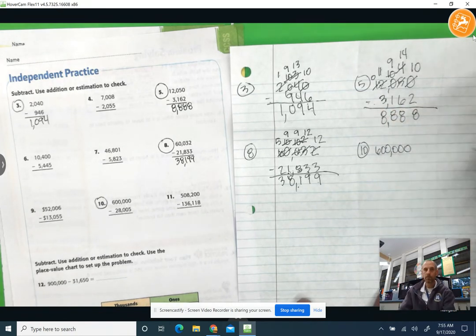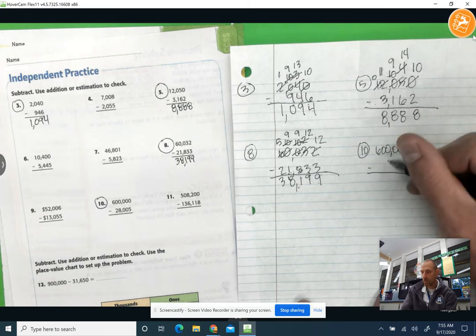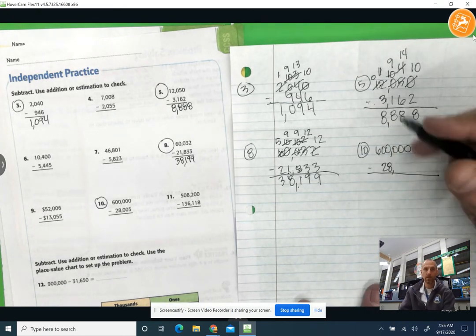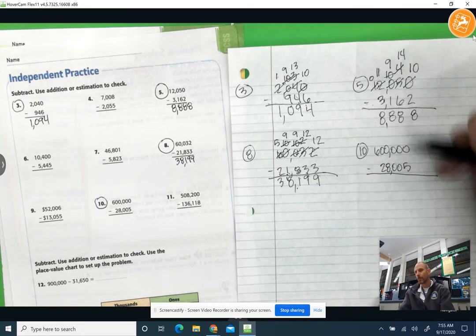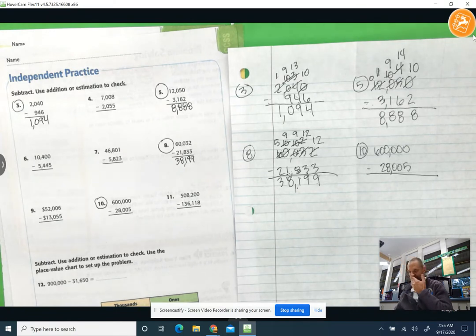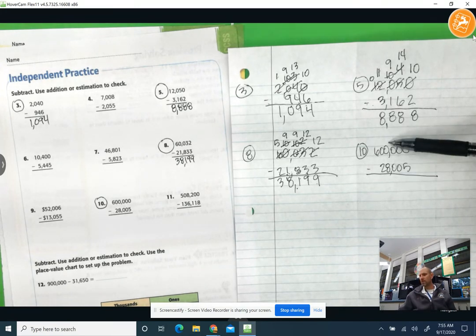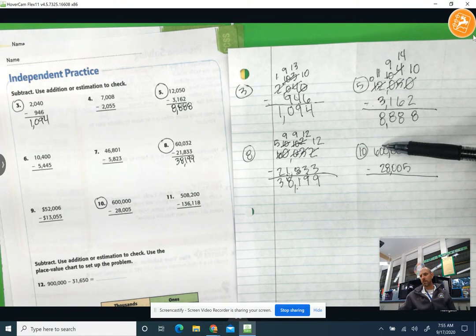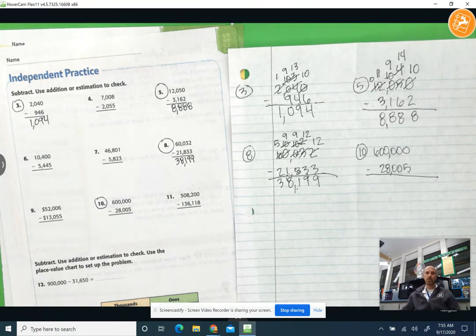600,000 minus 28,005. We got some zeros on the bottom here to work with though. Alrighty. What are we gonna do? Well, I gotta borrow. Don't necessarily have to borrow. Don't have to borrow. Definitely have to borrow here in the thousands. Definitely gonna have to borrow in the 10,000s. And I have a 6 in my 100,000s place.